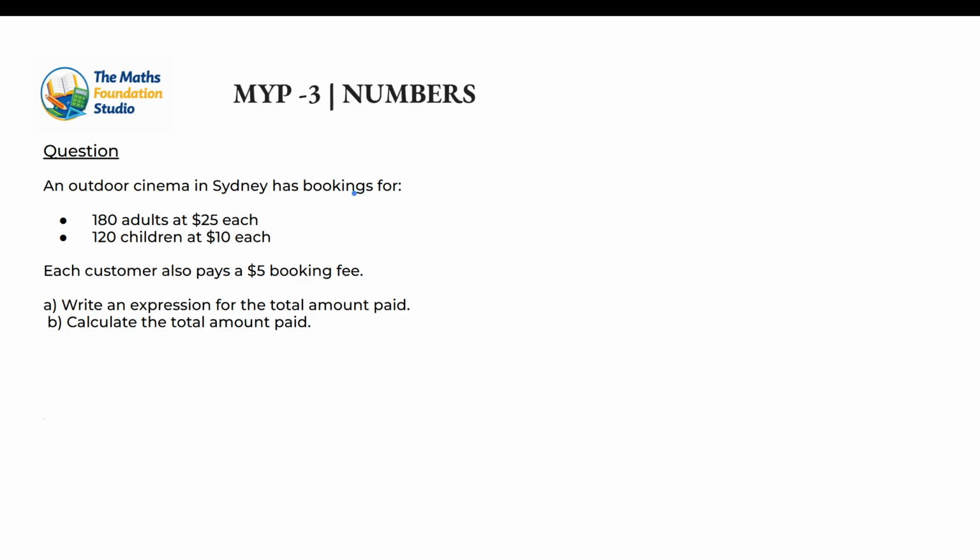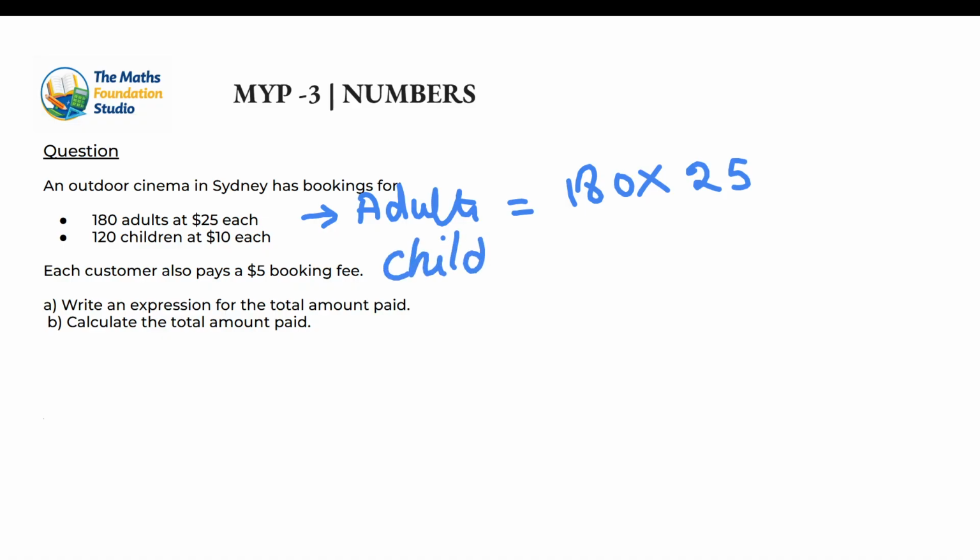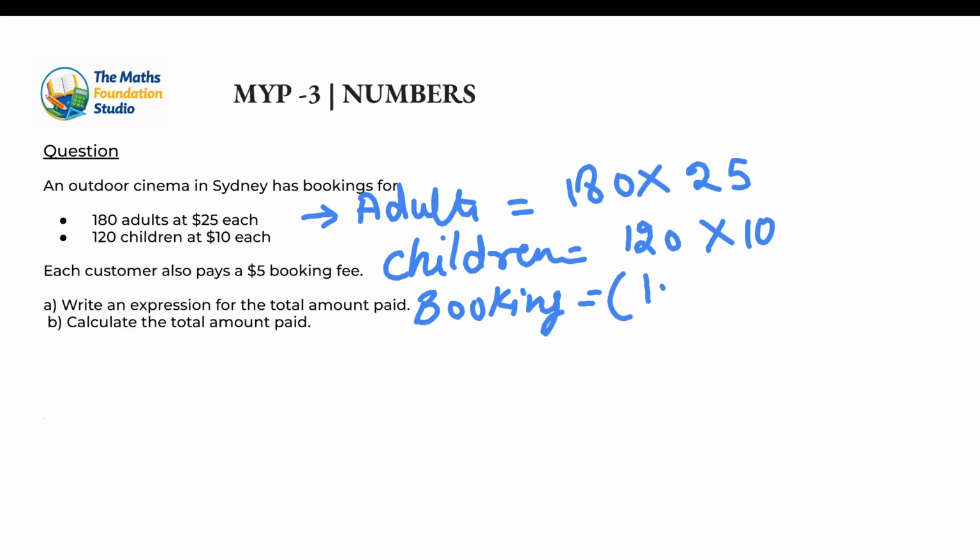Okay, first of all, we need to find how much is the amount paid by adults. It will be 180 multiplied by $25 each. Now let's try to find the amount paid by children. It will be 120 children multiplied by $10 each. Similarly, we need to find the booking fee. Booking fee is for all the customers, including adults and children. So it's going to be 180 plus 120 multiplied by $5.